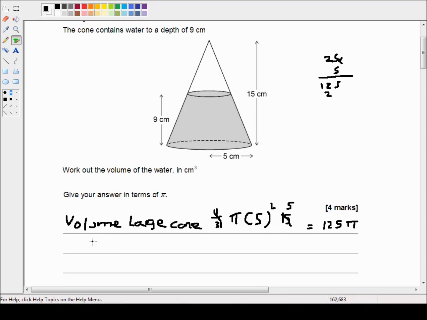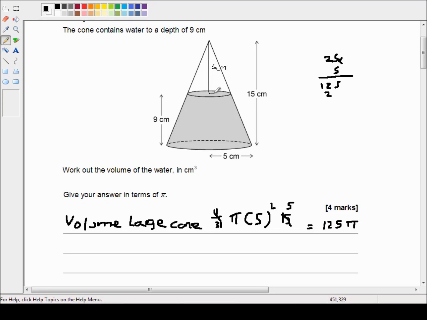Okay, so we've got the volume of the large cone. Now we need the volume of the small cone. Well, we can get the height of the small cone simply enough. That's just 15 minus 9. So we've got 9 centimeters up to here, and then the rest is 15. So this is 15 minus 9, which is equal to 6 centimeters.